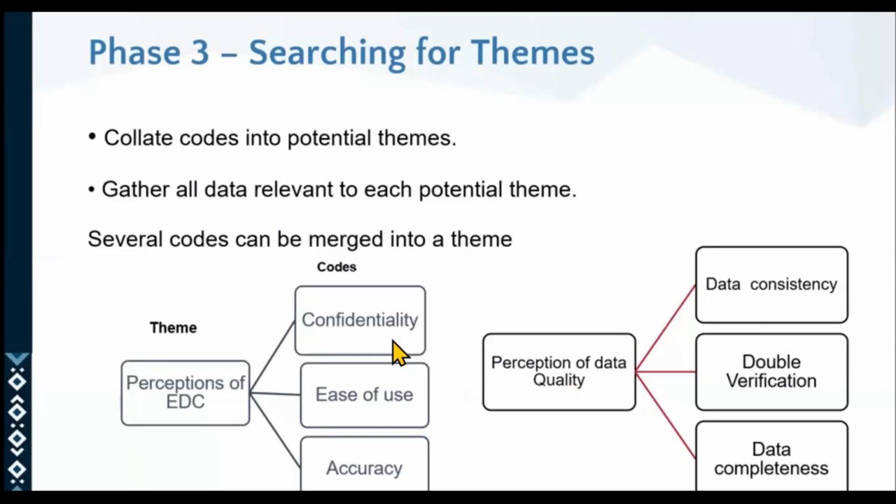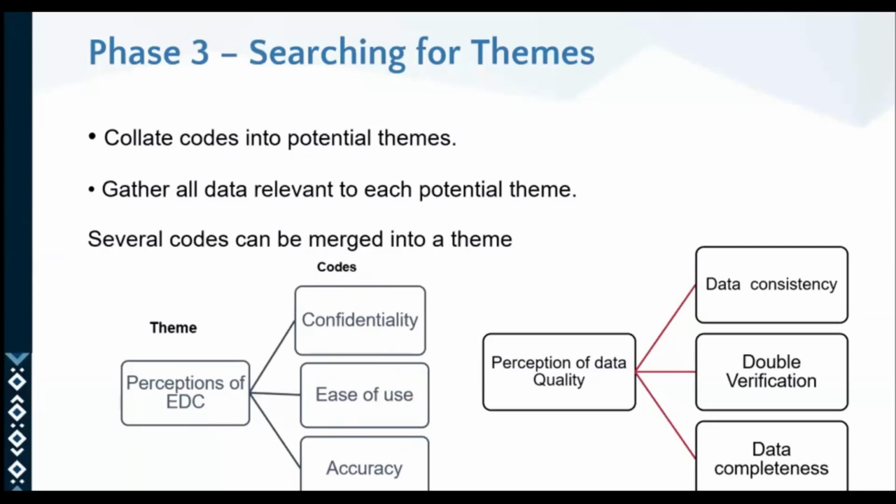For example, we have confidentiality that was generated as a code. We have ease of use that was generated as a code. We have accuracy that was generated as a code. All these put together, we see that they fall under perception, their perception of using the electronic data collection method. So these codes have helped us to summarize the data, and the theme has helped us to have a picture of what is coming out from the data.